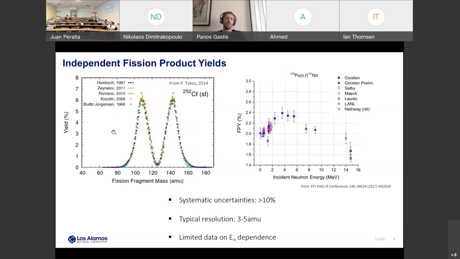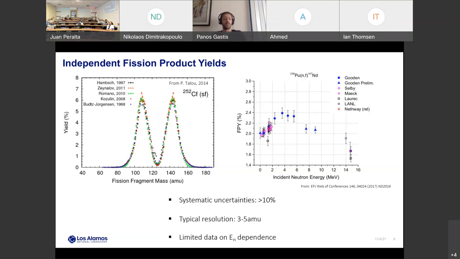For example, here on the left, you see experimental data on fission product yields from californium-252. And if we look closely, we can see that different data sets actually have discrepancies between them. There are at least 10%, or if we look at the regions around the tails, even larger. And this says that there are systematic uncertainties in these data sets that were not properly taken into account, and they are only revealed when we compare all of them together.